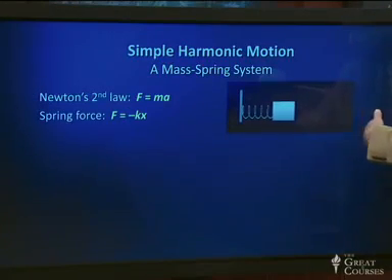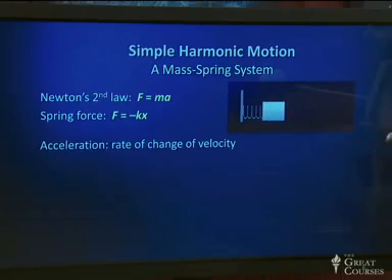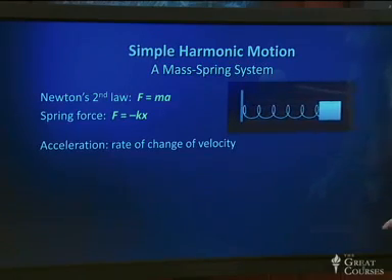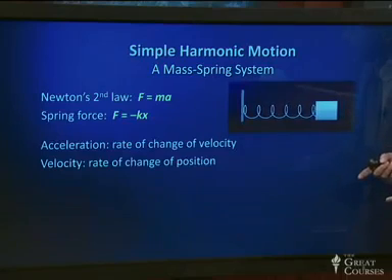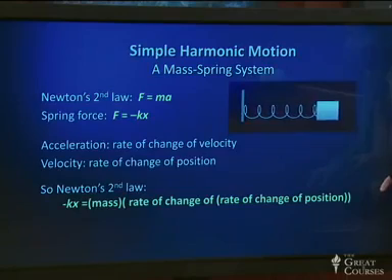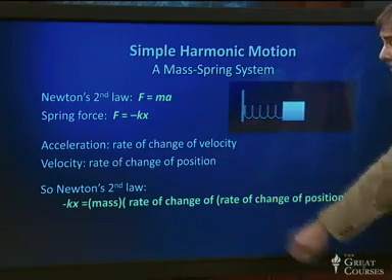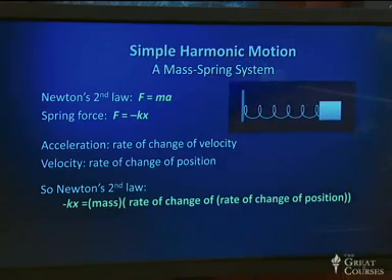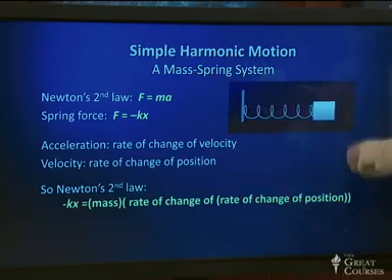Here we go. Our mass spring system is oscillating back and forth. This is a horizontal mass spring system. My big ball is a vertical one, but same idea. Acceleration is, of course, the rate of change of velocity. So this a that goes in Newton's law can be written as the rate of change of velocity. Velocity, on the other hand, is the rate of change of position. So the acceleration is the rate of change of the rate of change of position. And if I were to write Newton's law for this system, I would write minus kx. That's the physical forces acting, the things that go on the left side of Newton's law. It is equal to the mass times the rate of change of the rate of change of position.